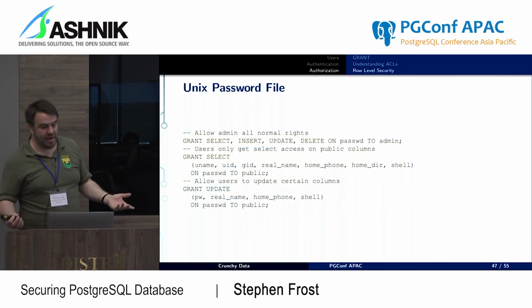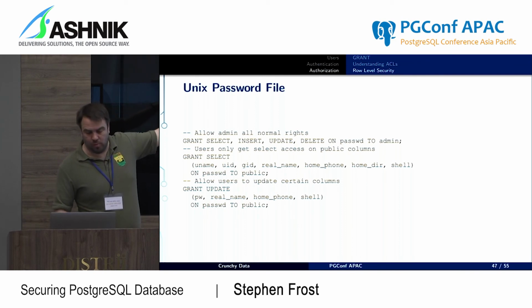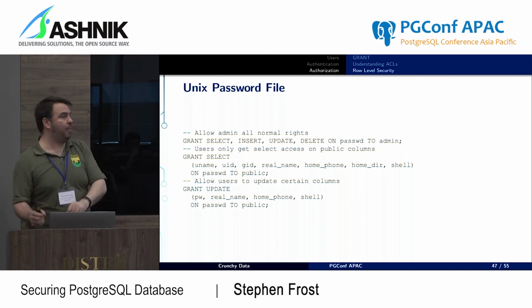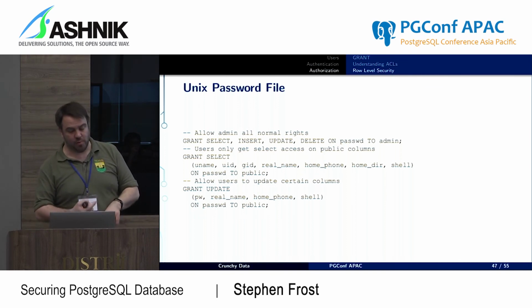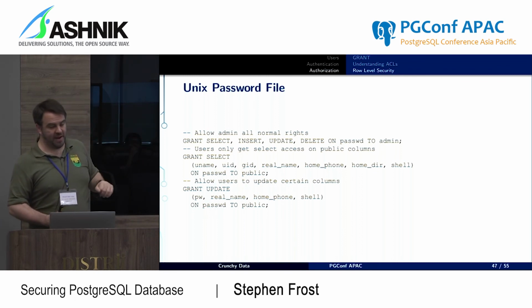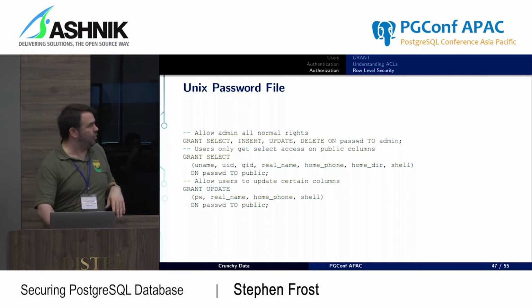And then I'm going to use grant to actually grant access. So select, insert, update, delete are granted to admin. And then users get select access, but only on the public columns, right? The public columns being the username, UID, GID, real name, home phone, home dir, and shell. And then I'm going to grant update on the other columns. Password, for example, users can update real name, home phone, and shell.